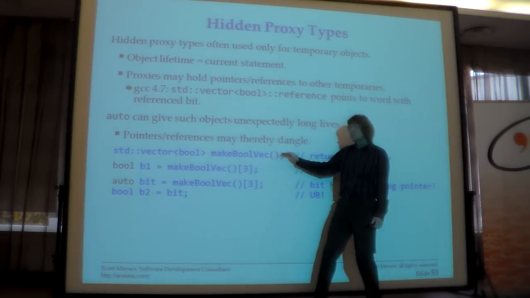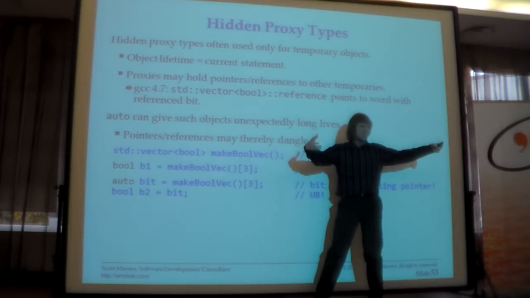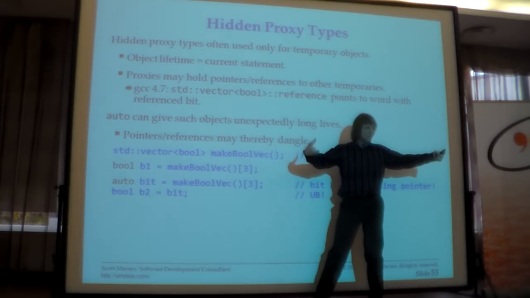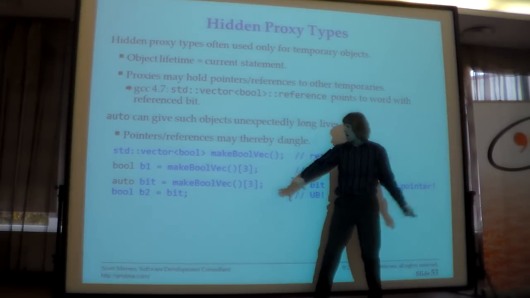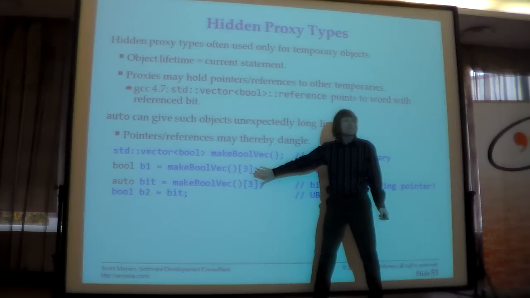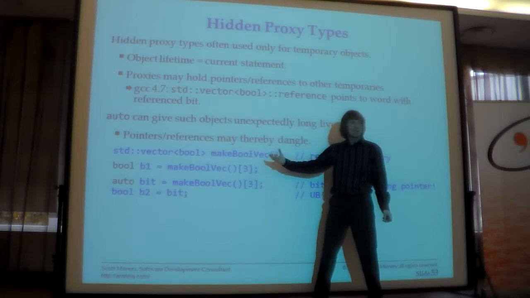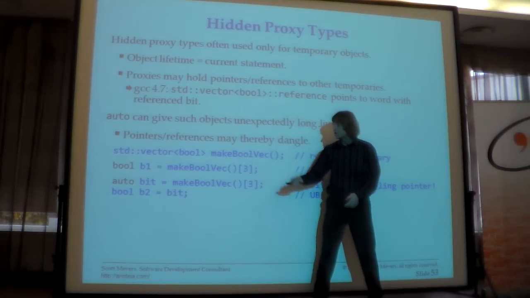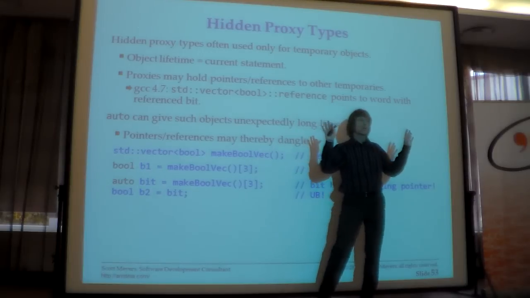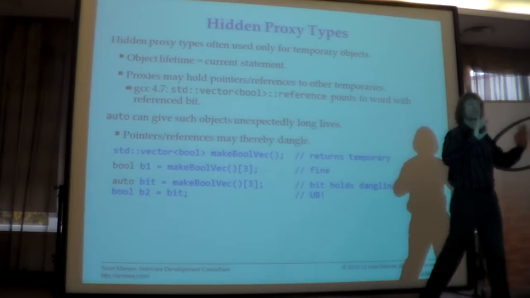That is a call to this function. It'll return a temporary vector of bool object. I will then index into the vector of bool object. I will get bit number 3, all stored into Boolean b1. We're good. There's no problem here. Code works fine.